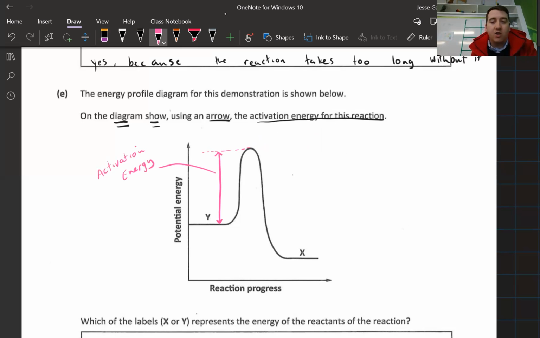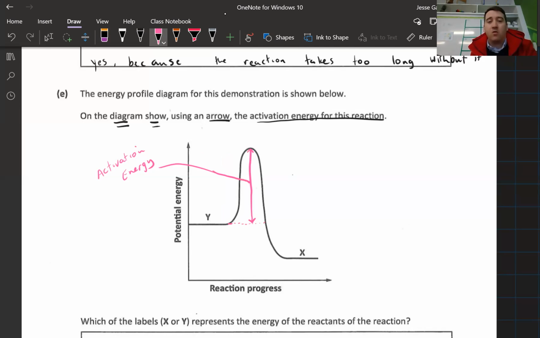The second place you could put it is to maybe not do it there and say, okay, I'm going to continue the level of the reactants, and then I'm going to show that the activation energy is from here up to here. It's the exact same thing, it's just you're doing it in a different place. And I would say this is the activation energy.